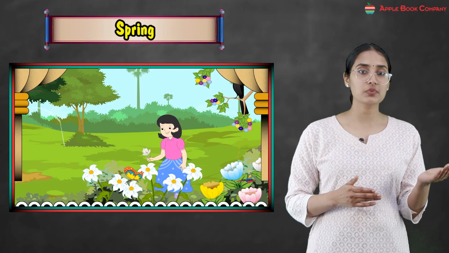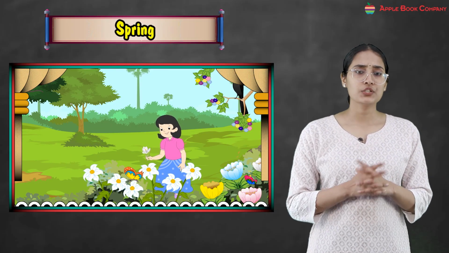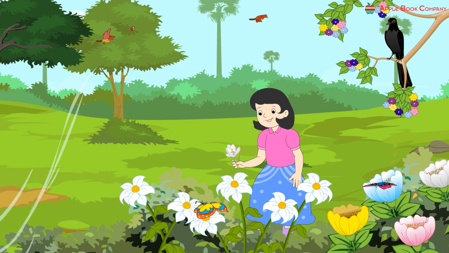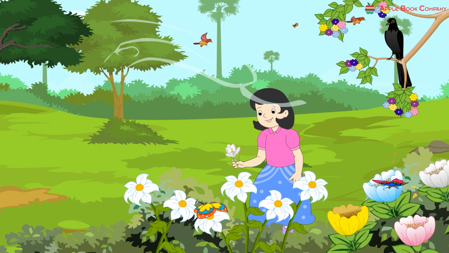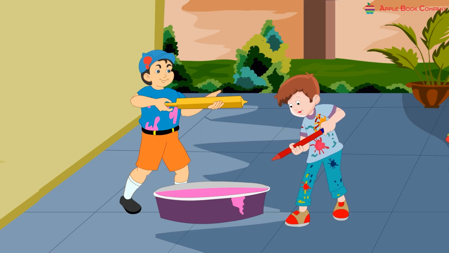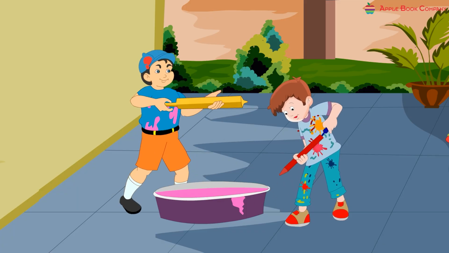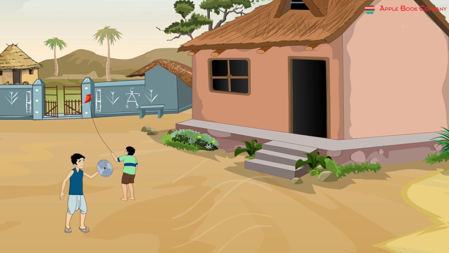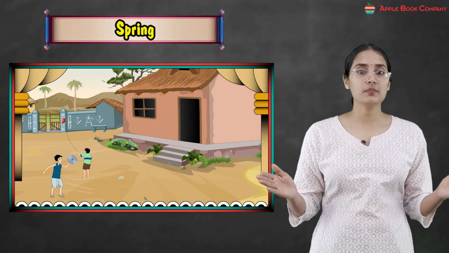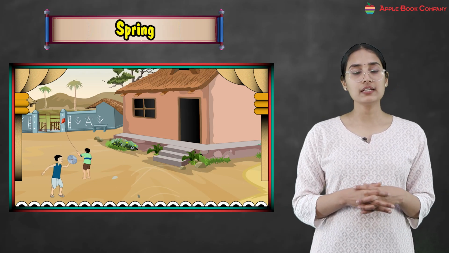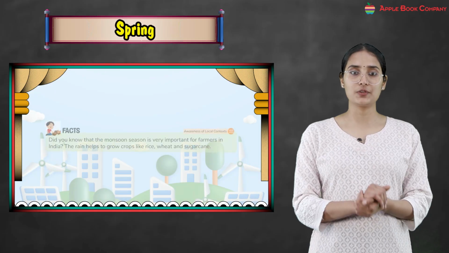This is again a transition period to the summer. During this time, it's a mild and pleasant weather, flowers bloom and trees grow new leaves. Days start getting longer and warmer, since it's the transition to the summer. Now during this time, we celebrate Holi, the festival of colors, right? Holi comes during this time, and we enjoy outdoor activities like gardening and kite flying. Since this time of the day is very pleasant, we enjoy playing outside and doing gardening and kite flying also.